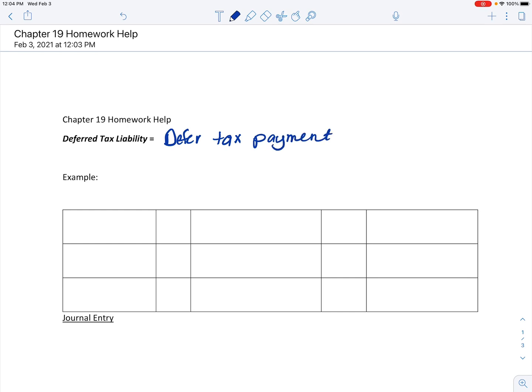And basically, it's created when the profit on an income statement is more than the profit on a tax statement. So you can say your profit on your income statement is greater than or more than the profit on your tax statement. So how can this happen?